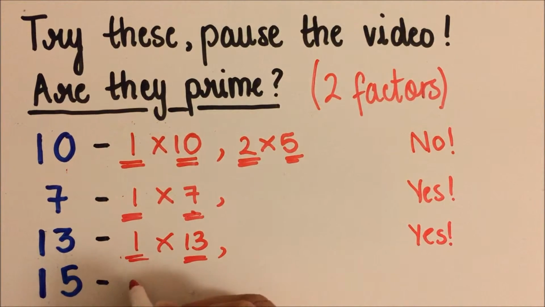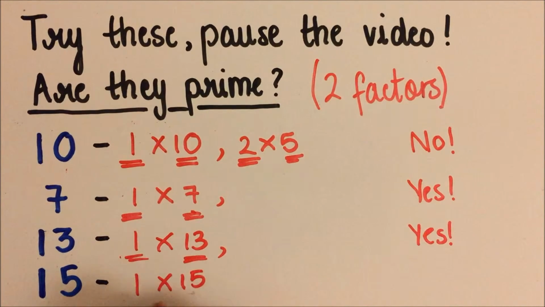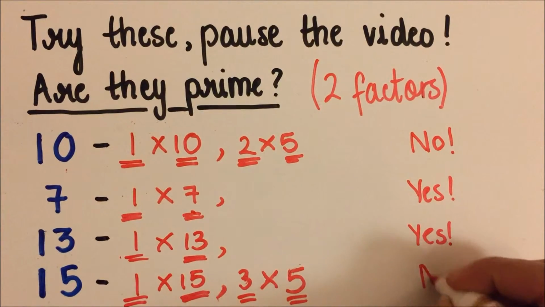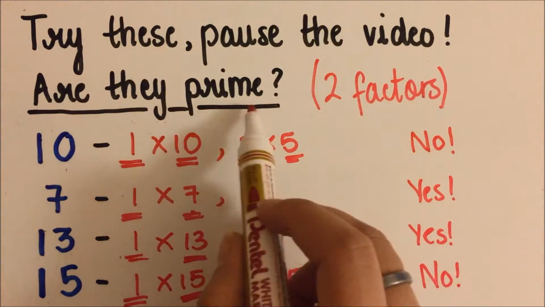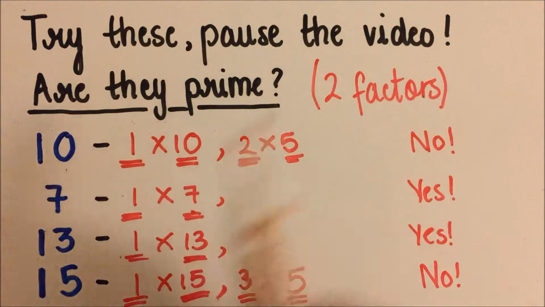Number 15, well, 1 times 15, yes, will give us 15. But are there any combinations of numbers that give us 15? Yes, that's 3 times 5. So in this case, we've got 4 factors of 15. Therefore, it can't be a prime, because a prime number can only have two factors, which is 1 and itself. But in this case, because 3 and 5 are also factors of 15, therefore it can't be a prime number.